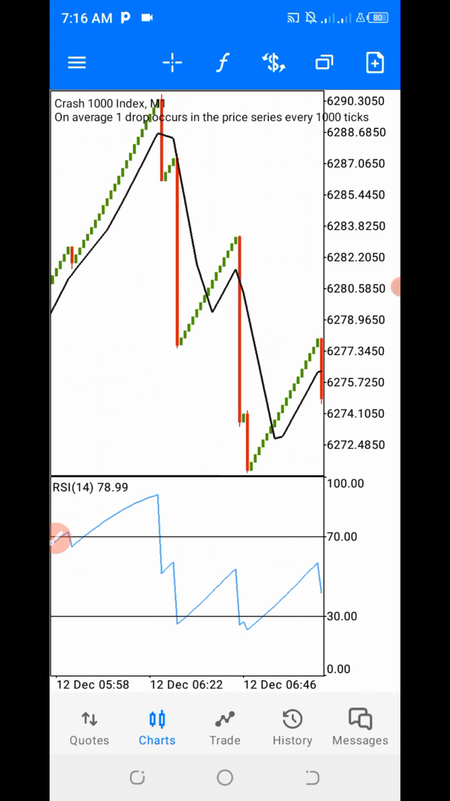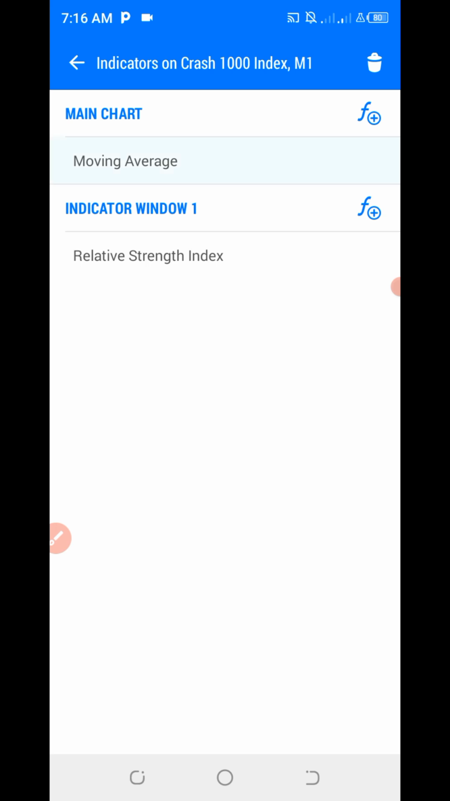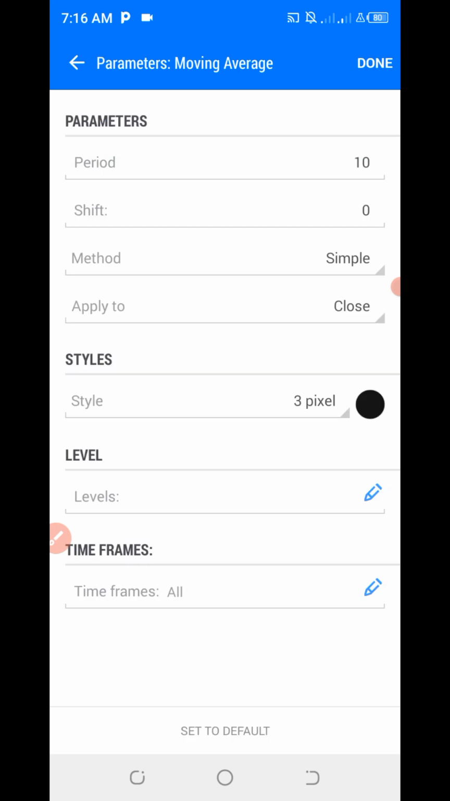So let me share the settings for you. We are basically using two indicators, like I said. The first indicator, you click on this F here. The first indicator, which is our moving average: the period is 10, shift is 0, method is simple, apply to close. Once you are done, you click on done.